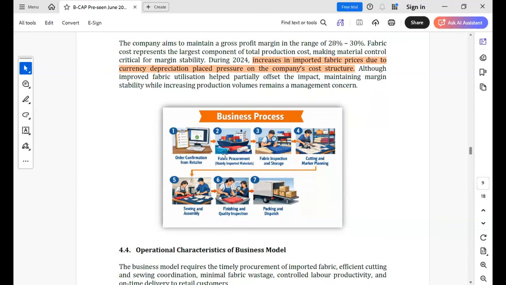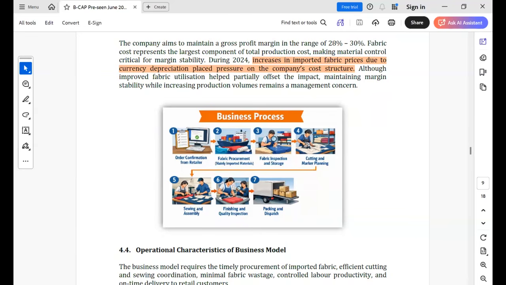Now this is the business process. Right. Order confirmation from retailer. So we notice that there is no separate marketing team. So there must be a marketing team. And also there is no designer, right? So the design part is not there. Then fabric procurement. Always you procure the fabric based on the type of the garment, right? So you import the fabric.